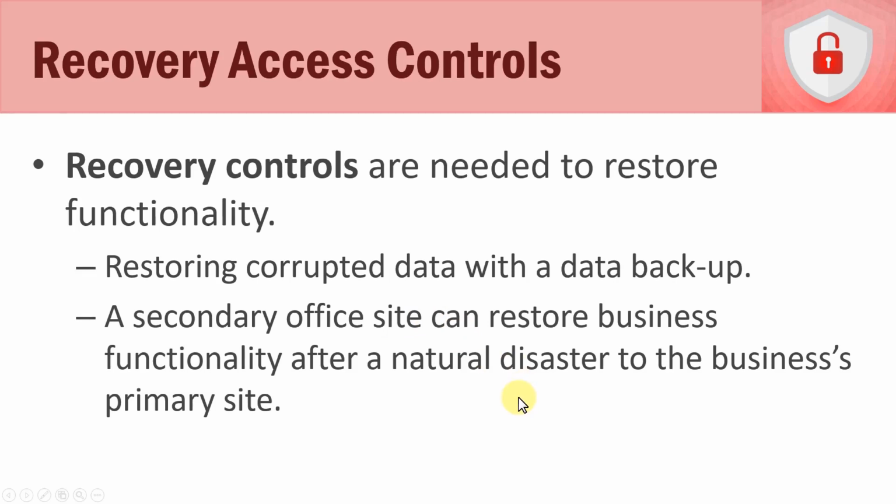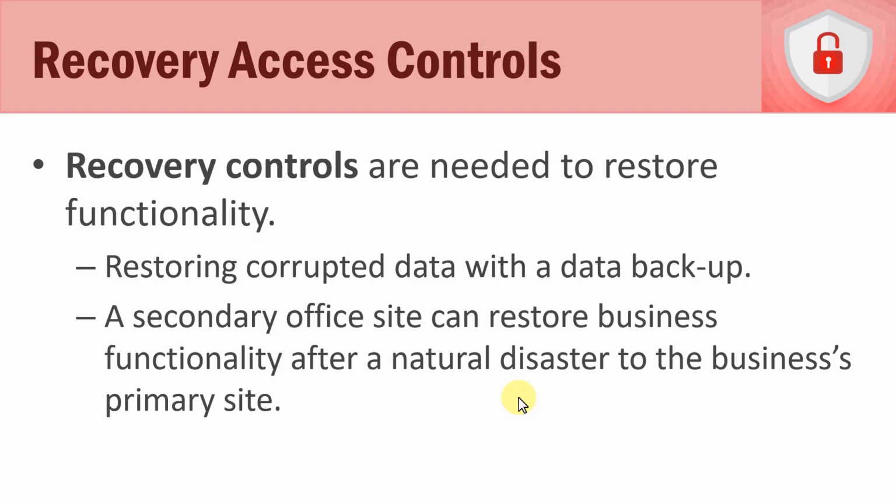The next one is a recovery control, so controls that are needed to restore functionality. A good example of that would be restoring corrupted data. Let's say a server went down or was damaged, or there was some sort of loss of asset. Maybe it was stolen. Well, we have a data backup offsite. We can use that data backup to restore data that is corrupted, lost, missing, or stolen. That's a very simple example of a recovery control.